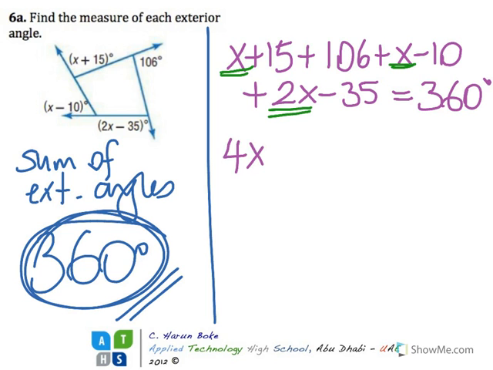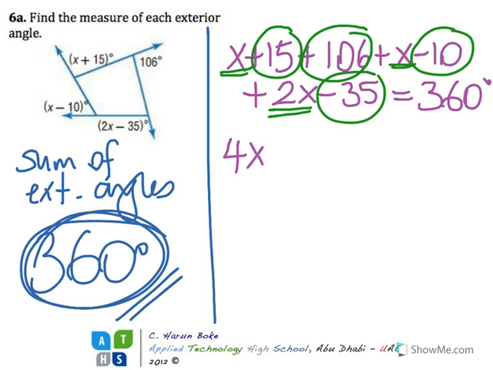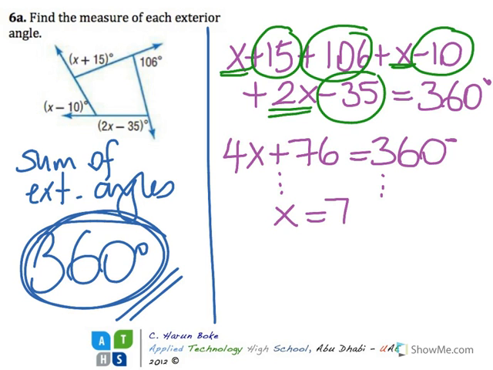And for the numbers, we have 15 plus 106, which is 121, minus 10 makes 111, minus 35, 76. So we have 4x plus 76 equals 360 degrees. If you solve this equation, you will find x to be 71. Now, we have to substitute to find each exterior angle.